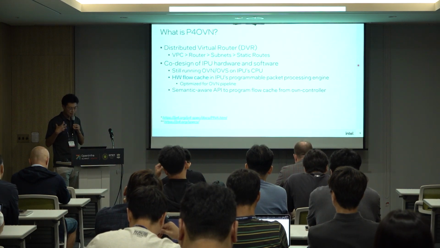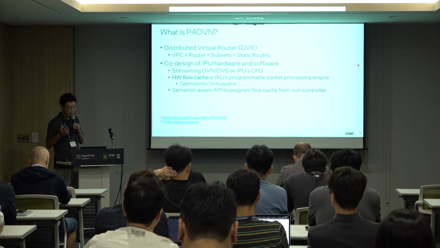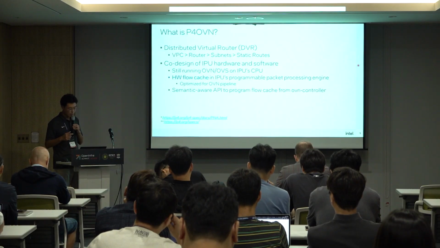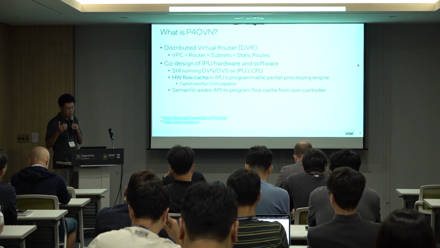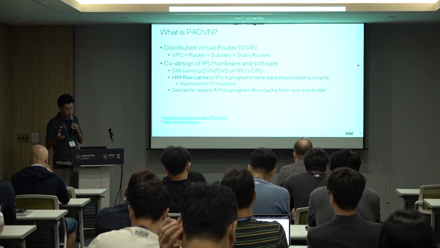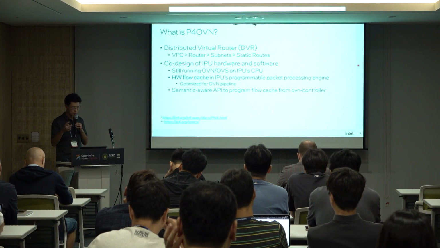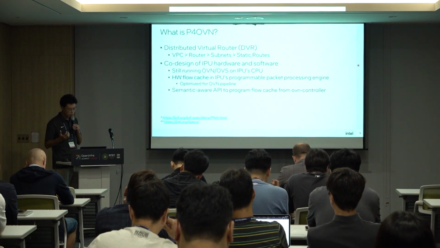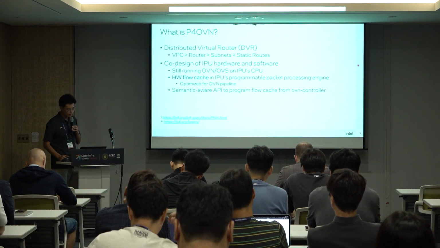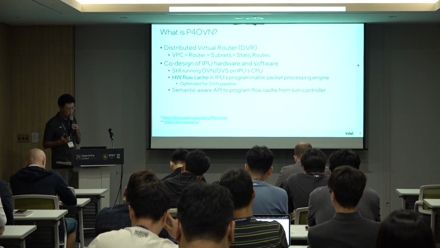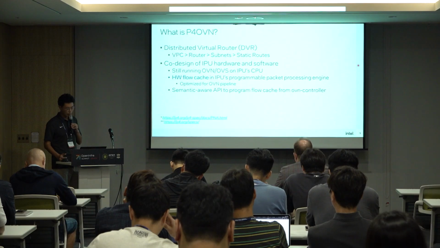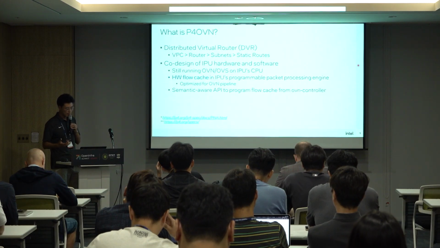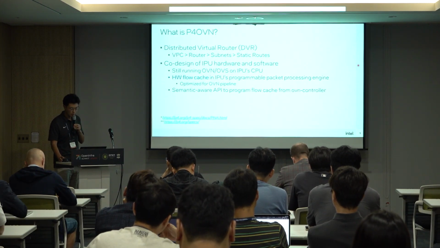So in IDC, we allow a tenant to have multiple VPCs, and each VPC has only one router, and the router has multiple subnets underneath and static routes to route the traffic between different subnets. This restriction allows us to implement the distributed virtual router in IPU hardware. So P4OVN is a co-design of IPU hardware and software to implement this distributed virtual router and security groups that are compatible with OVN architecture.